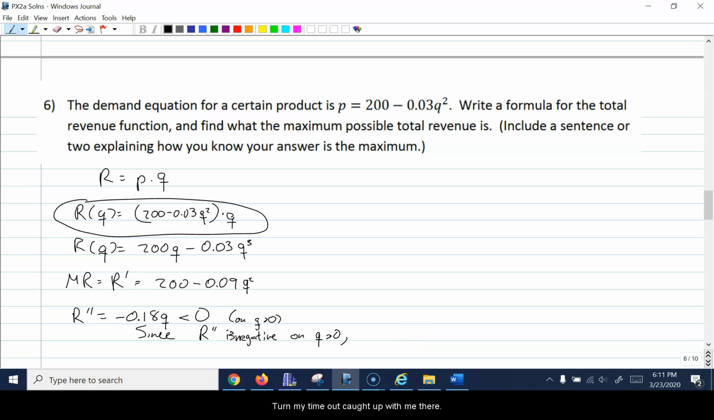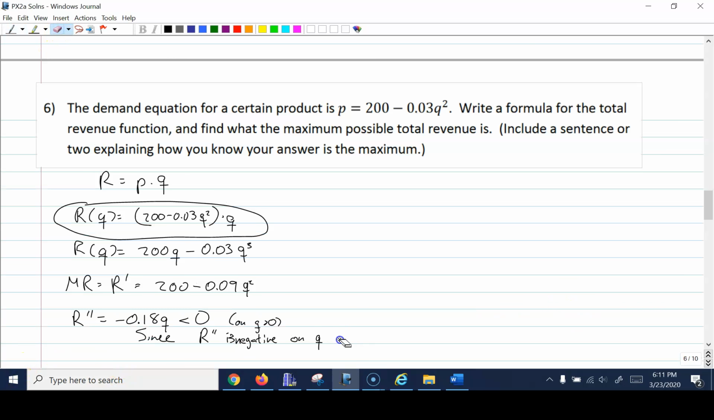My timeout caught up with me there. Dang it, my stylus. Yeah, I've got a 10-minute timer, and I didn't notice it coming up on me there.